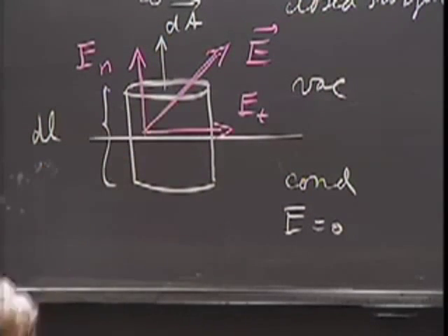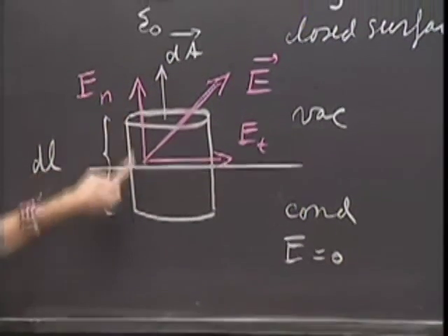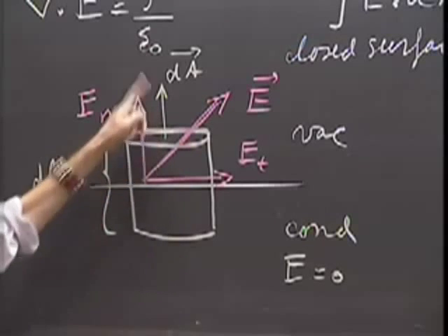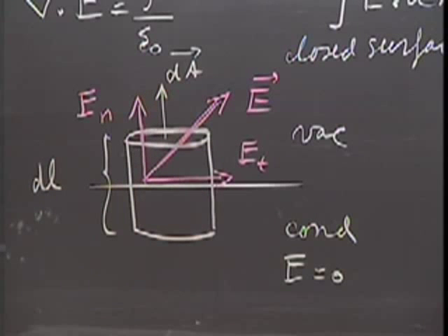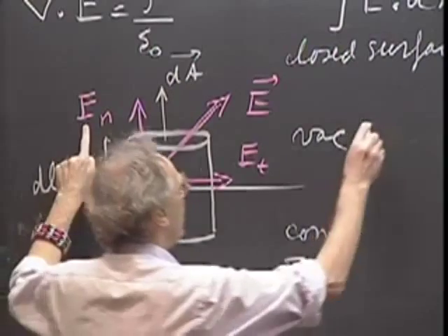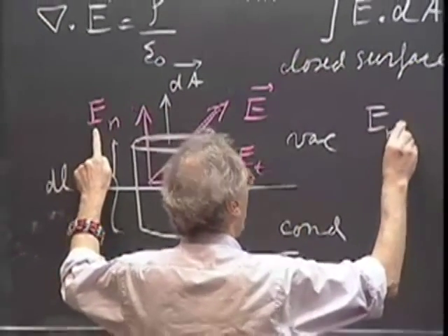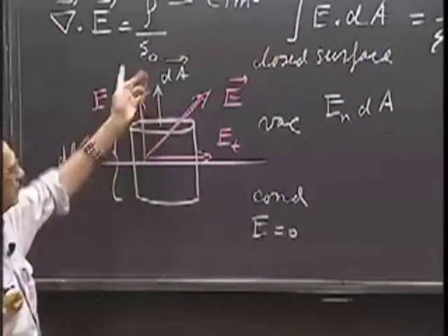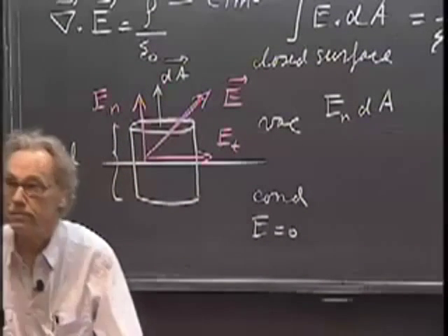On this surface, only E of n contributes, because E of t is in the plane, so the dot product between this vector is 0. So I get as my first contribution E of n times dA. That is the flux leaving that surface.